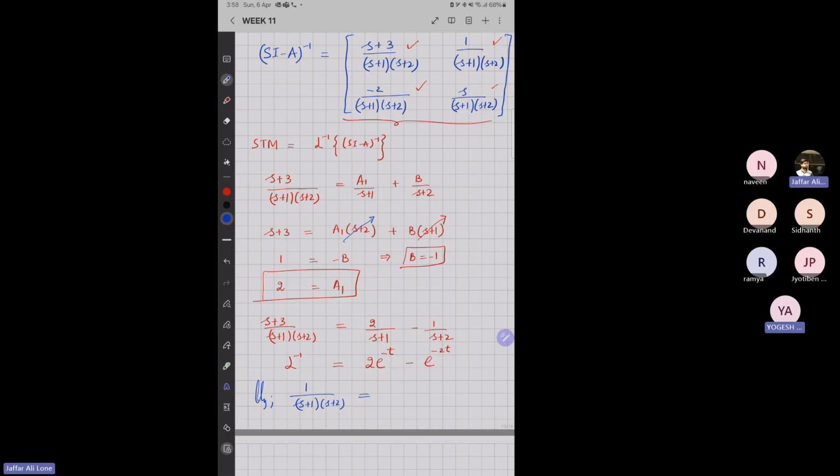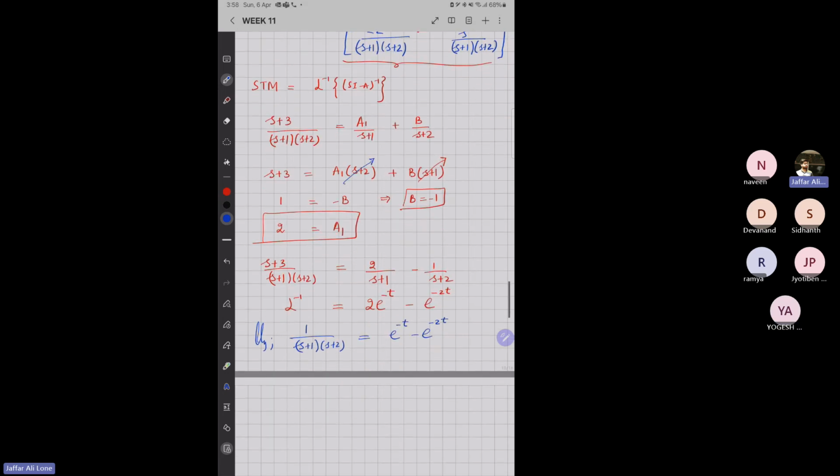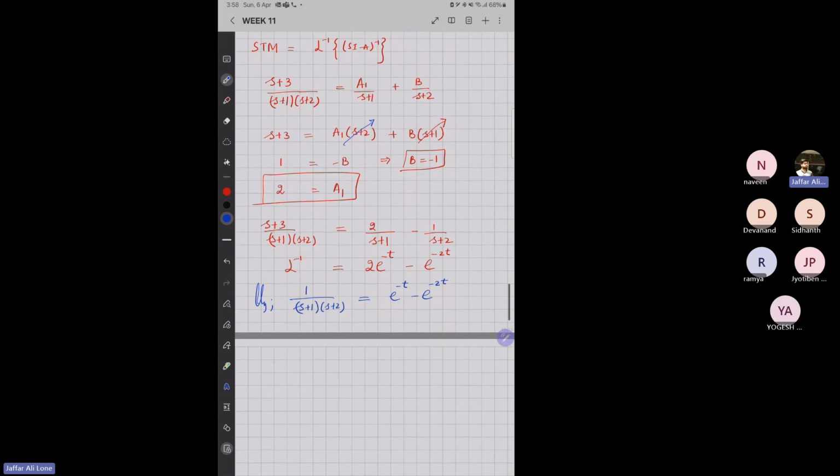First row, second element. A is equal to 1, B is equal to minus 1. So a equal to 1 means e raised to the power minus t, and b equal to minus 1 means minus e raised to the power minus 2t. Similarly, please, this minus 2 divided by s plus 1 into s plus 2.